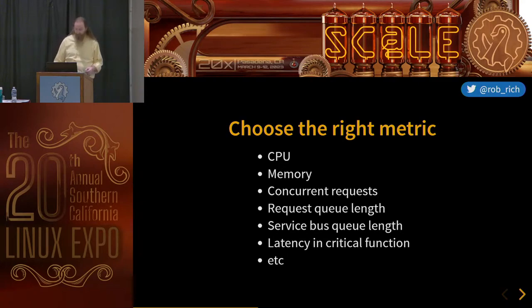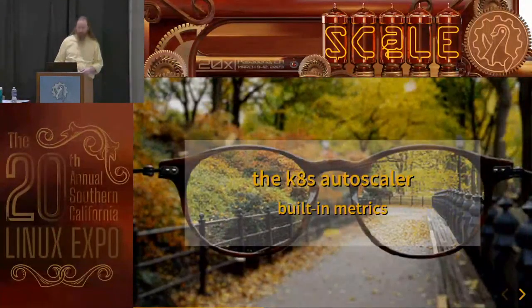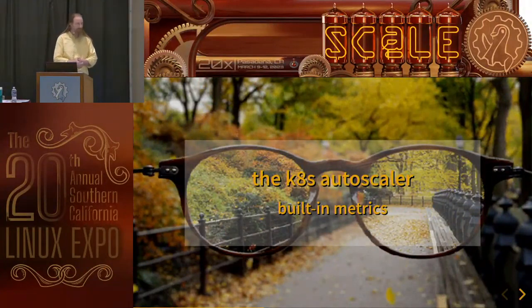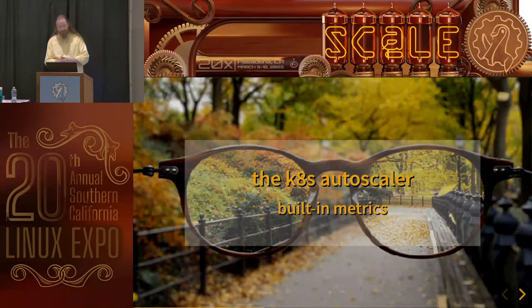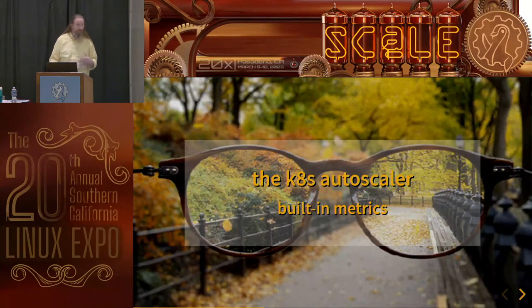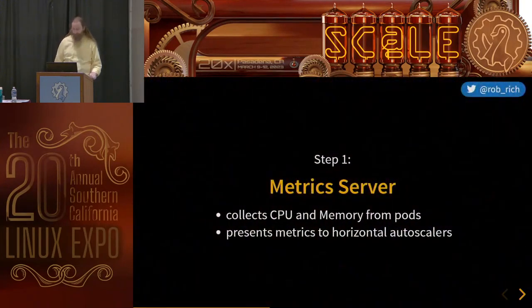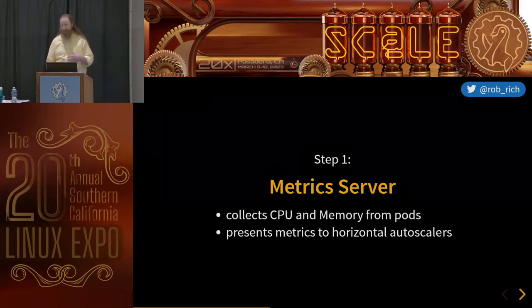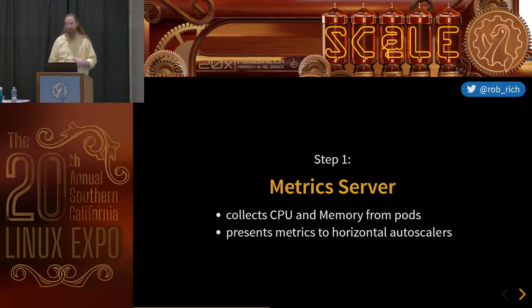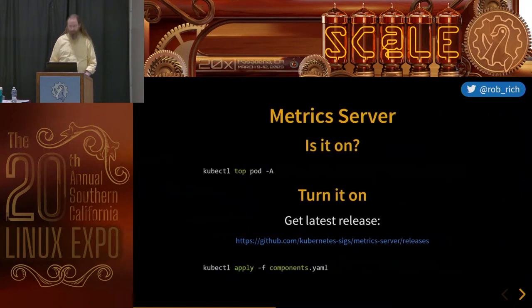So now that we've identified that we need to choose the right metric, how do we now apply that to Kubernetes? Well, we have the Kubernetes Autoscaler. And the Kubernetes Autoscaler is great for the built-in metrics. So let's first start with how we might install and configure the Kubernetes Autoscaler. So we first need to install the metric server. Now the metric server is going to collect CPU and memory from all the pods, and it can present those metrics then to the horizontal pod autoscaler so that the horizontal pod autoscaler can make choices about how many pods need to be run.